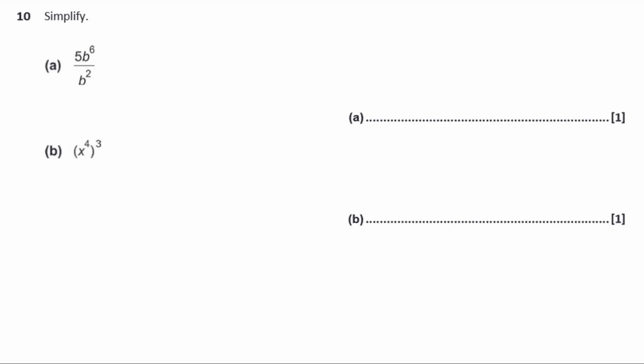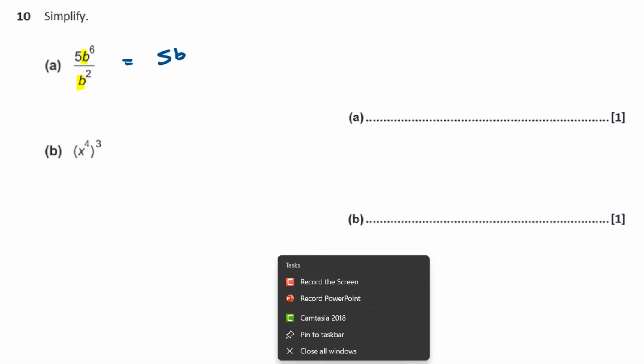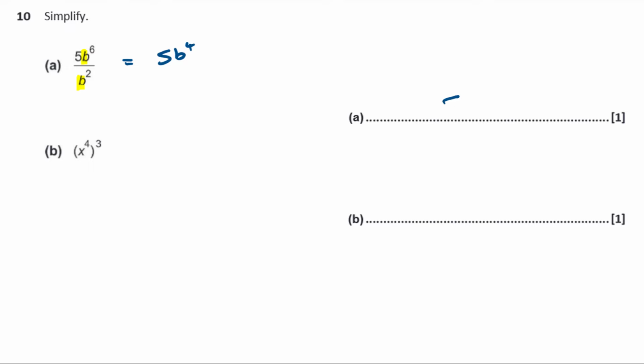Okay. Question 10. Simplify 5b to the power 6 divided by b squared. Now again, I've got two things with the same base, b and b. So I'm going to subtract the indices. 5b to the 6 divided by b squared, that's going to be 5b to the 6 take away 2, which is 4. So 5b to the power of 4.